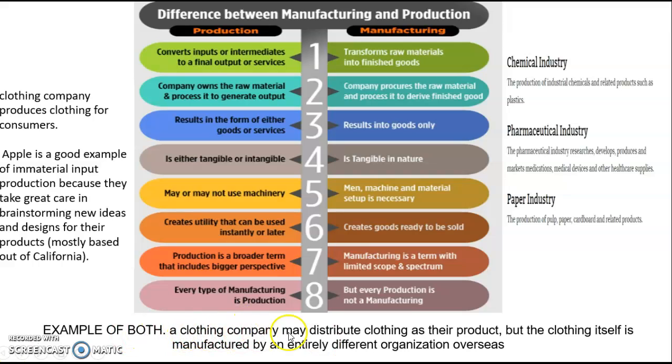For example, a clothing company may distribute clothing as their product, but the clothing itself is manufactured by an entirely different organization. The same thing happens here. Ilasal, for example, sells some type of clothing, but they don't produce it. They hire another company to manufacture the product, and then they sell it. So production and manufacturing work together.